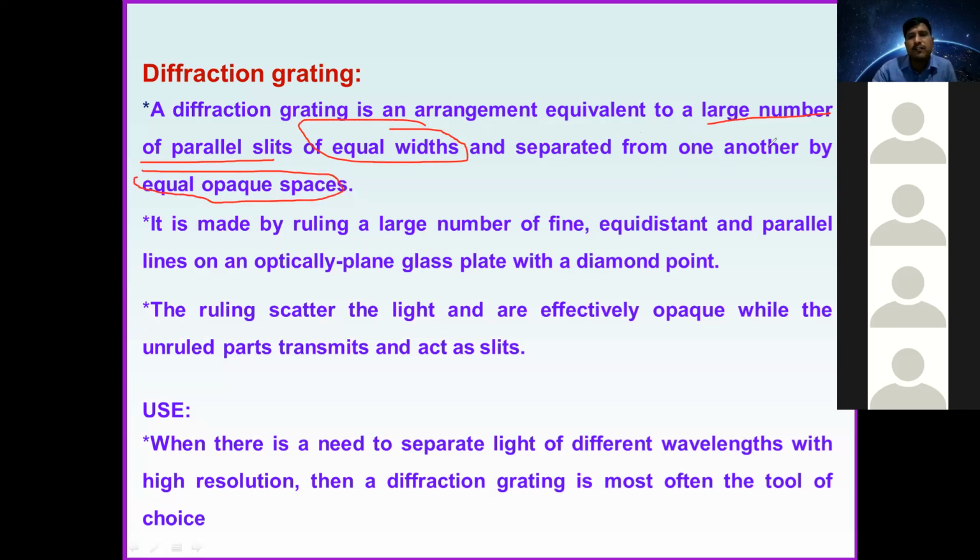So what do you understand from here? Tell me. 1, 2, 3, 4 slits, and they should have equal space too. Now I think you should have got the idea. Simply, the Fraunhofer diffraction grating is arranging the n slits parallelly with equal width, and they are also separated by equal opaque spaces.